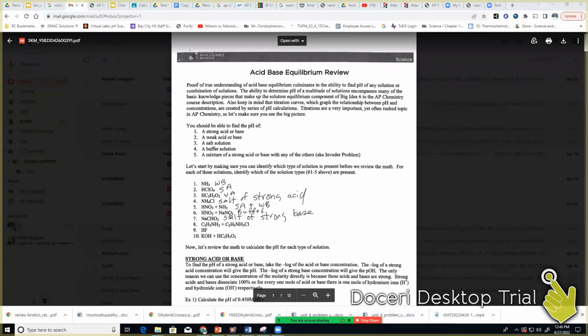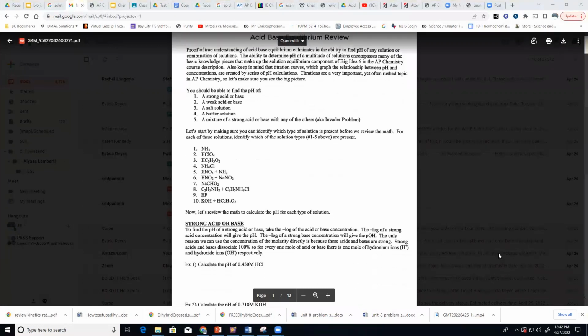Number 8 would set up a buffer system. I would have a base, and then its conjugate would be supplied by that salt. Hydrofluoric, just a weak acid. And my last one would be just a mixture of, oh, no, not strong acid, weak acid, and strong base. So that's important, that you can identify some of those as we work through them. Maybe it'll help a little bit.